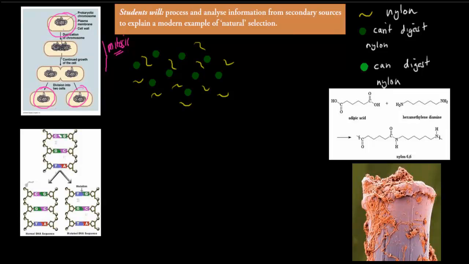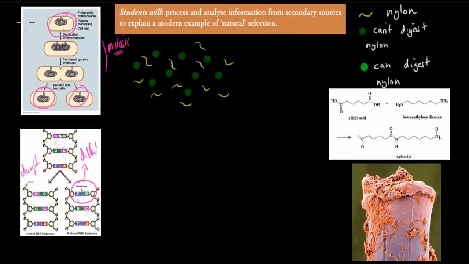Now obviously there can be mistakes in the replication. There can be mutations. This might be a normal daughter cell, where the offspring is identical to the parent. Whereas here we have a mutation, so this one would be different, with a slight difference compared to the parent. Now why is that important? That's because that's how the nylon became food for some of the bacteria.